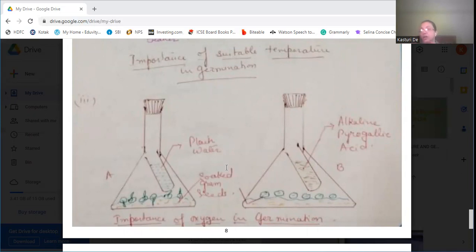After some time, we will see that the seeds in the flask with water start germinating, but in the other flask, where we kept alkaline pyrogallic acid, the seeds have not germinated. Why? Because alkaline pyrogallic acid absorbs the oxygen present in the flask, and the flask is devoid of oxygen. Even though water and suitable temperature were there, there is no oxygen, and that's why the seeds have not germinated. So this shows that oxygen is required for germination.